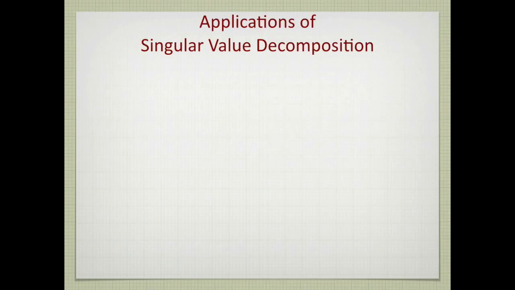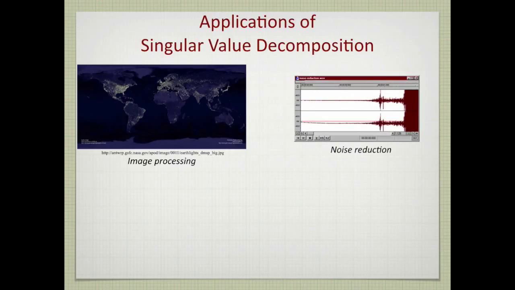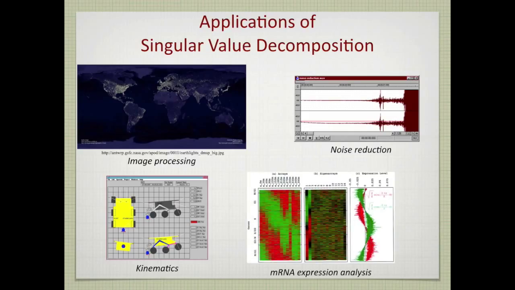So SVD is used for image processing. It's used for noise reduction, to get a signal out of noise. And you try to get the dominant features of a signal and eliminate the noise. It's used for engineering applications and kinematics. And it's also been used to extract information for expression profiles. And this application here at the end is most relevant to us, so maybe I'll talk a little bit more about that.